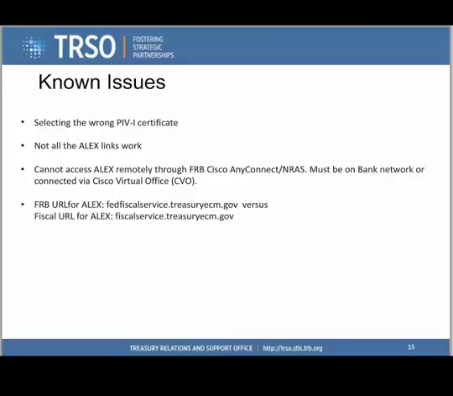Otherwise, if you are working from home and you have the Cisco Virtual Office or CVO, that's also a suitable solution. And the other thing that we've noted are an issue too, particularly when communicating with Fiscal Service, is the URL that the Federal Reserve uses for ALEX starts with fedfiscalservice.treasuryecm.gov. However, for Fiscal Service users, their URL for ALEX lacks that Fed prefix. And so if you're exchanging links with Fiscal Service, that's something to remember, and vice versa. If they're sending you links, then you want to make sure that there is the Fed prefix so that you can actually get to it.